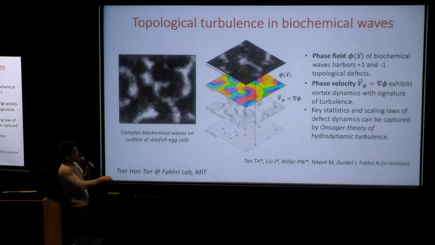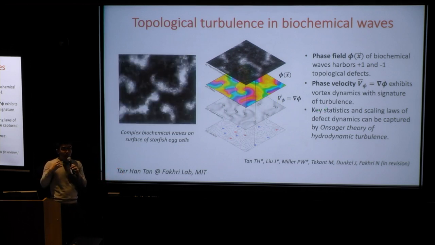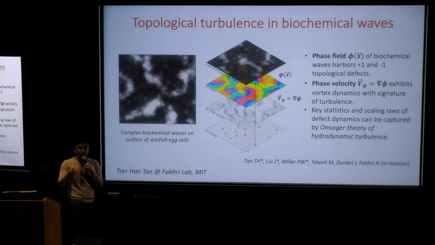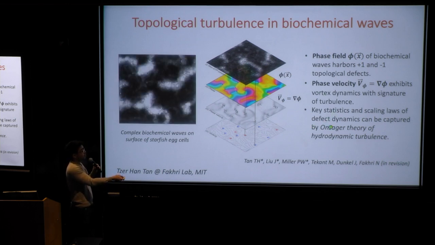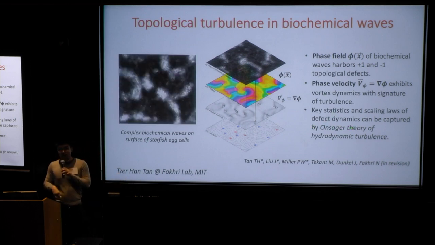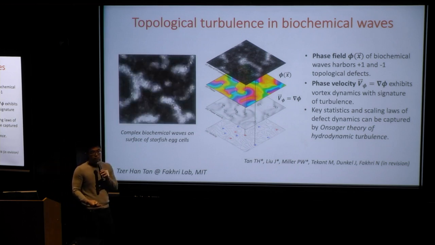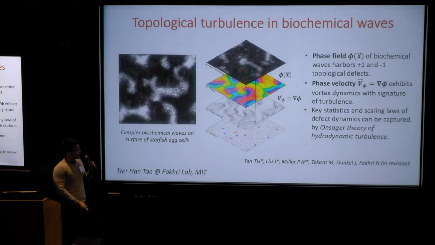And what we found was that key statistics and scaling laws of this defect dynamics, so for example, the scaling laws of the velocities of these defects, as well as the area distributions of the vortices, actually can be captured by the Onsager theory of hydrodynamic turbulence, which suggests some interesting connections to, for example, quantum superfluid turbulence and also turbulence of active fluid.